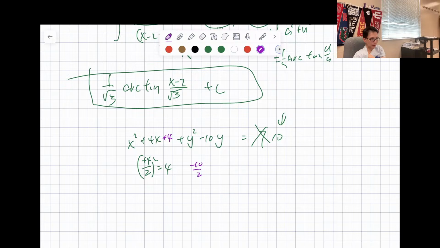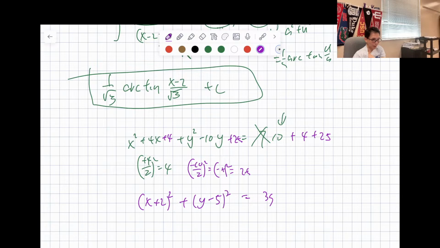And negative 10 divided by 2 squared is negative 5 squared, which is 25, so it's plus 25. So this is a plus 4 and plus 25. This is equal to 39, right? So it'll be x plus 2 squared plus y minus 5 squared. Now the radius is going to be the square root of 39, which is not going to be exactly a nice number. In terms of the SAT, if you look at a decimal, you cannot tell how far the radius is.